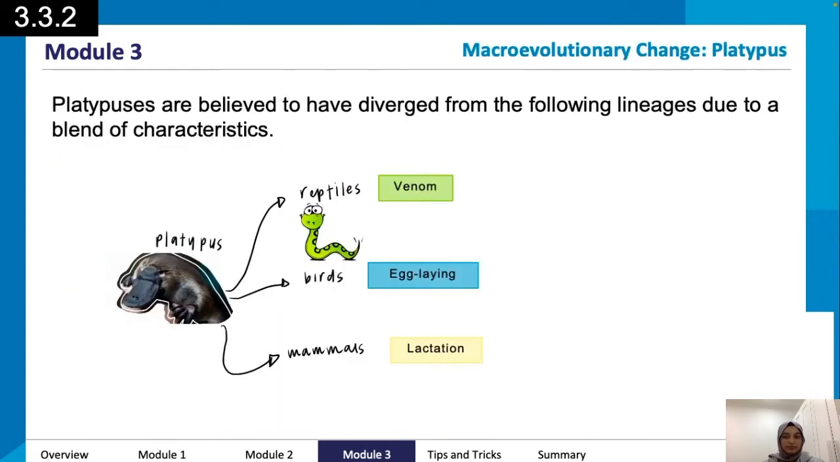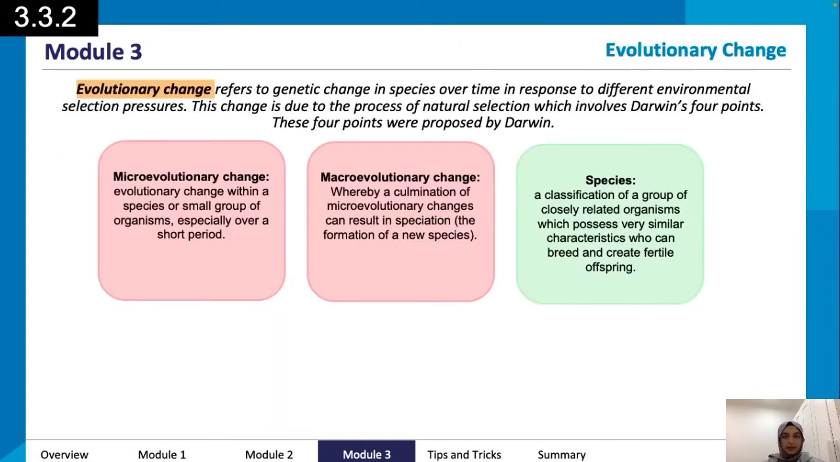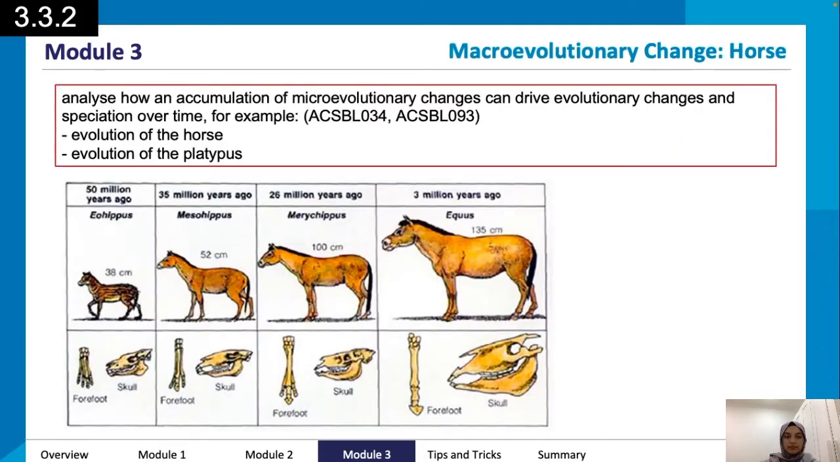Macroevolutionary change. The platypus. Species are a classification of a group of closely related organisms which possess very similar characteristics, who can breed and create fertile offspring. That is a species. So let's go through macroevolutionary change.